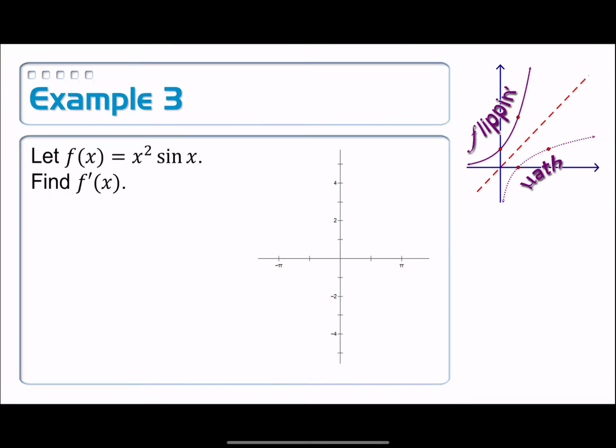Okay, anyway, let's look at example 3. Let f of x equal x squared times sine x, and we want to find the derivative, f prime of x. And notice that I've got a product here, x squared times sine x, so I'm going to have to use the product rule in order to find its derivative.